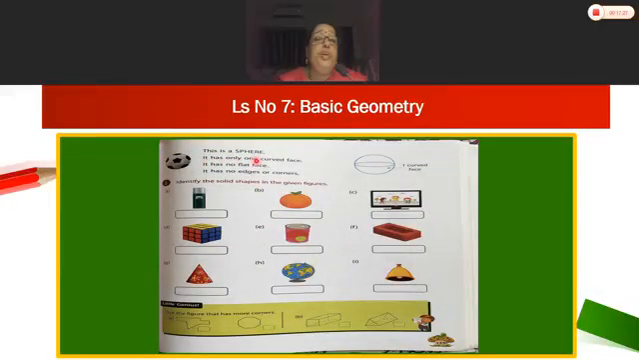Now this is a sphere. Okay, you can see it's a ball. It has only one curved face. Yes, see in the middle you can see. It has only one curved face. It has no flat face. It has no edges or corners. It has only one curved face.